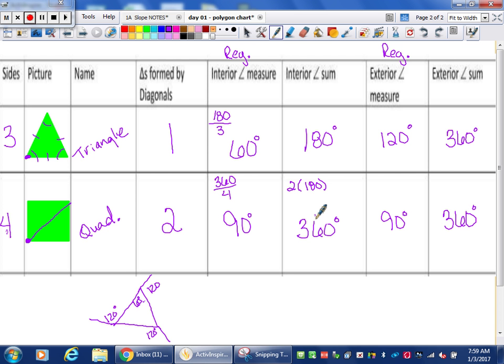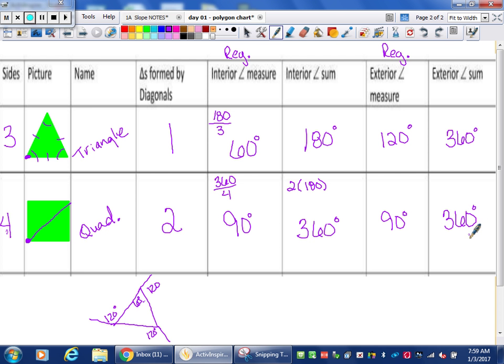Again, I know that all 4 of those interior angles are the same, so I divide by 4, and I get that each interior angle is 90 degrees. If my interior angle is 90 degrees, then my exterior would also be 90 because 180 minus 90 is 90. Then, to get the sum, 90 times 4 is 360.